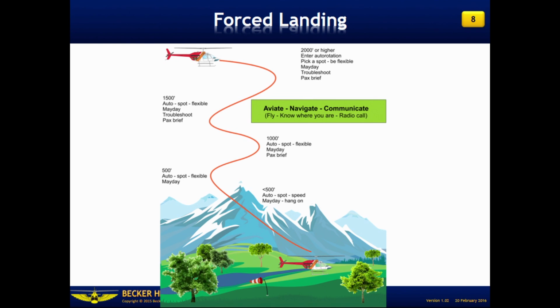Passenger brief, I do these before I leave. In a helicopter, if there's a problem, the passengers usually figure it out pretty quick. Here we go, we've got troubleshoots. Troubleshoots really just, piston is a classic for a troubleshoot. Carburetor heat on, mixture rich, mags on both, hit the starter button.